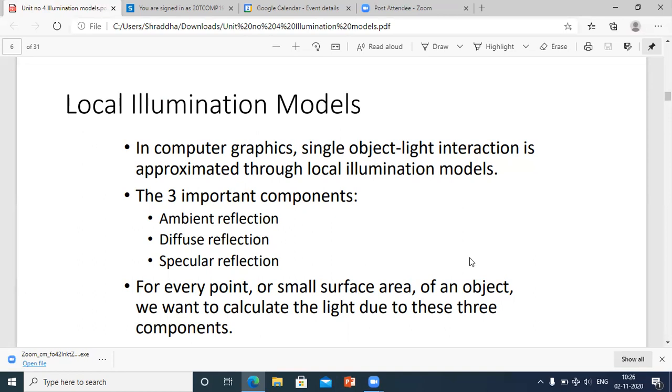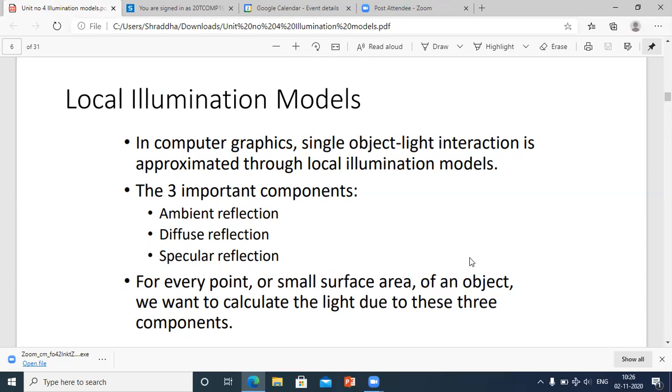For every point or small surface area of an object, we want to calculate the light due to these three components. On what basis do we calculate the light? Depending on these three important components: whether the light is ambient, whether the light is diffuse, or whether the light is specular.